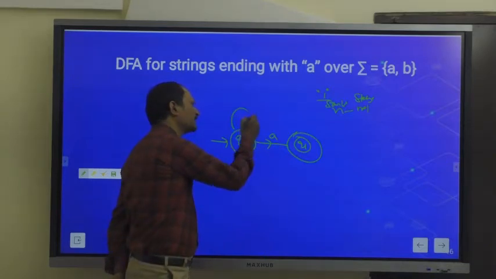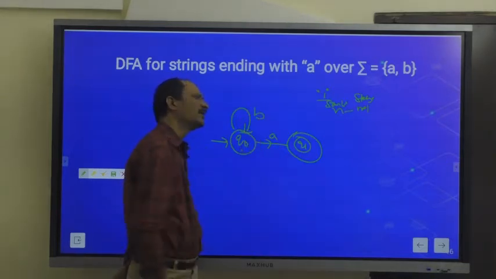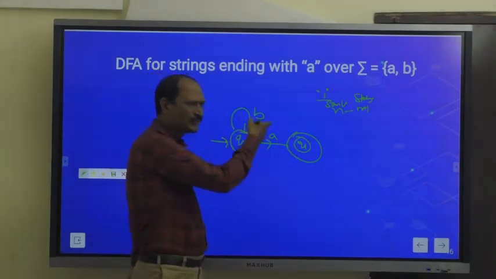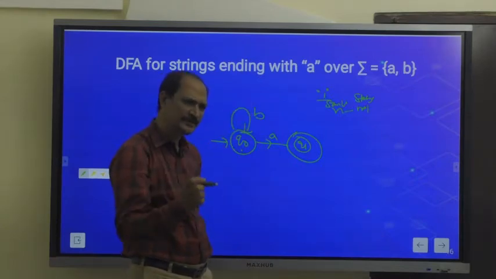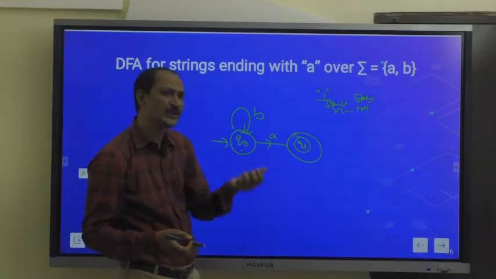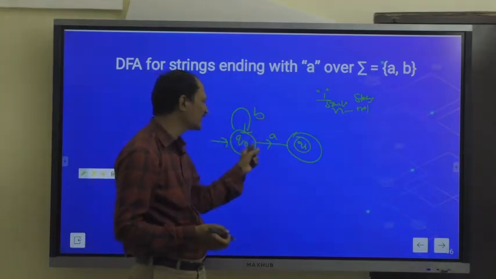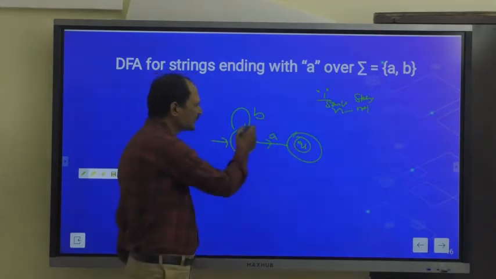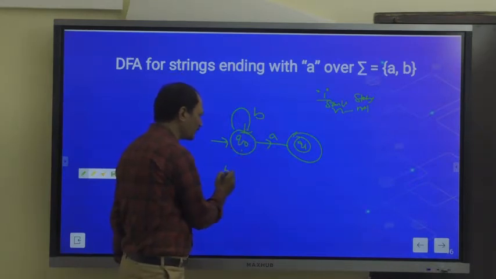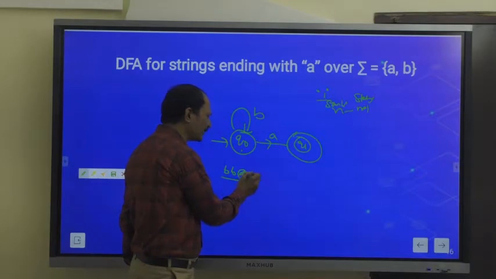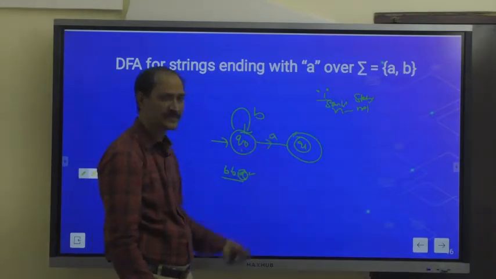Suppose I apply B as a self loop on Q0, do I have any problem? I don't think I am having any problem. What do you mean by a self loop? You can iterate B zero or more number of times. You can either apply B any number of times, or you won't apply B. If I won't apply B, I can still reach the final state Q1 just by A, ending with A. Now what happens if I iterate B on Q0 two times, and finally arrive at Q1 by applying A? This is a string ending with A only. So I don't have any problem applying B as a self loop on Q0.